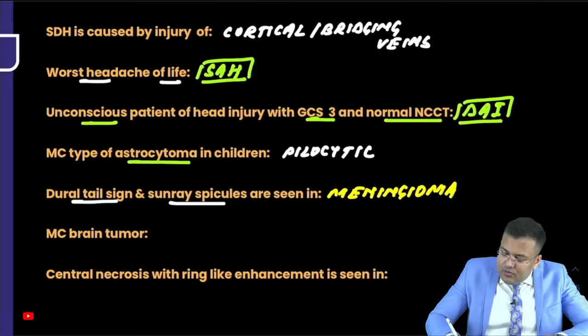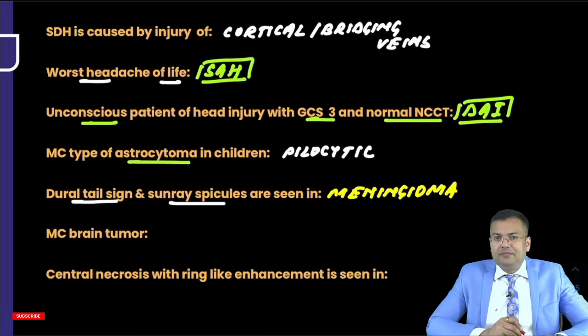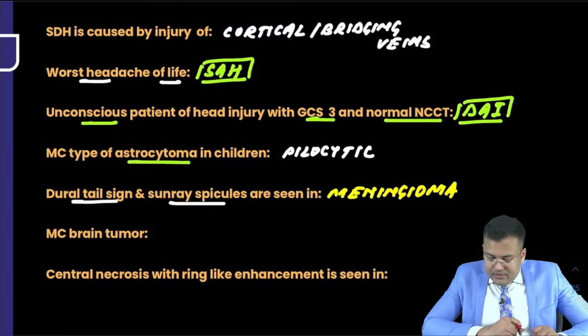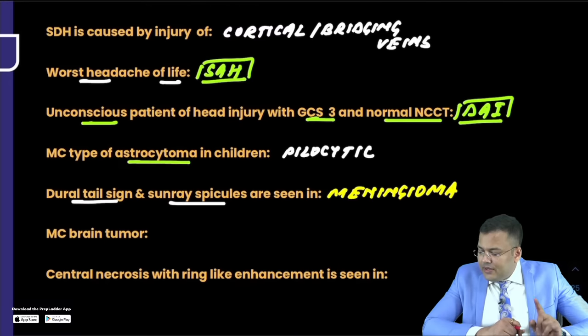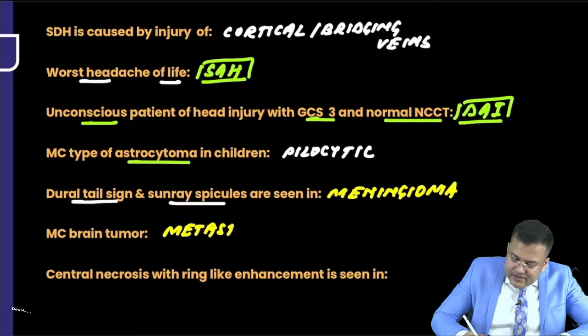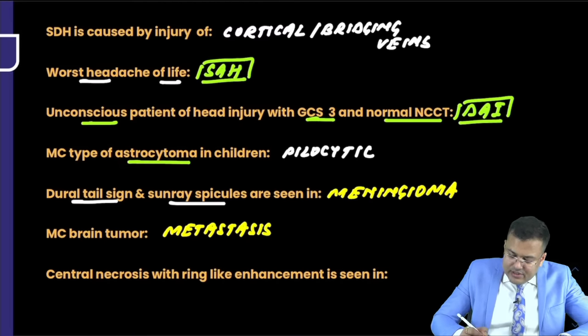Tell me guys, what is the most common brain tumor? Simplest question. Most common brain tumor. Secondary, Sarvesh Dubey, first person to reply. It is secondaries or metastasis. So secondaries or metastasis.